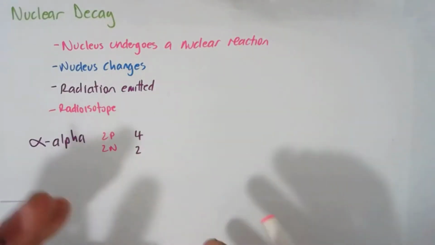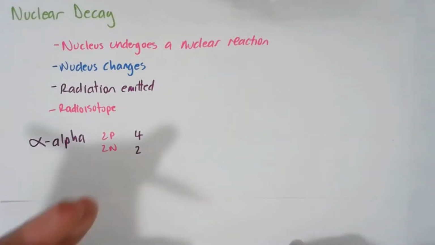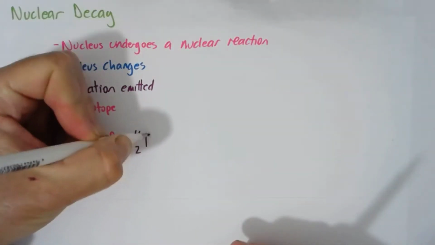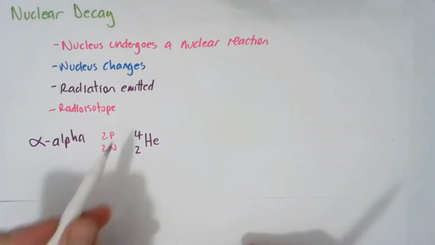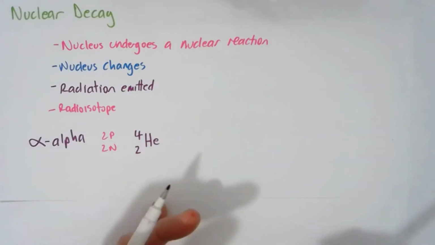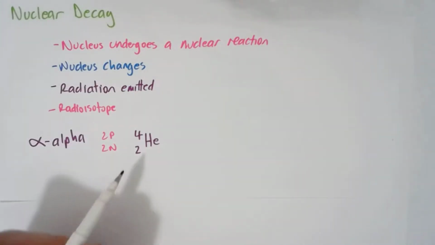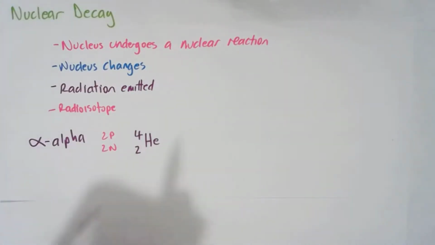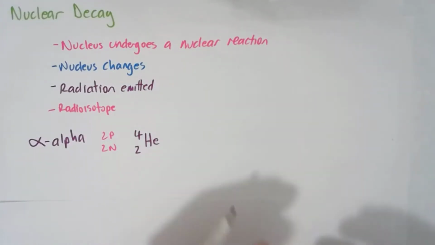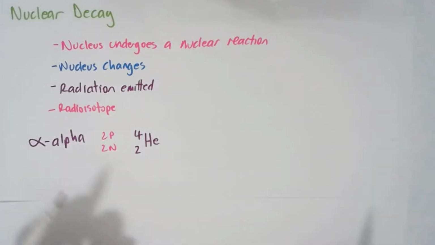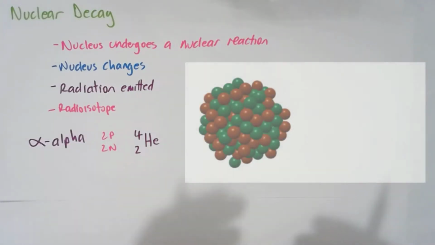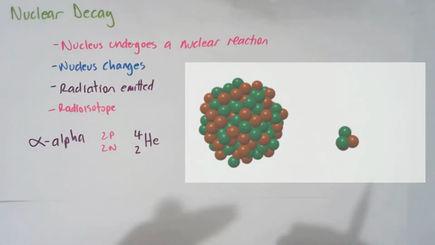A particle that's got a mass of 4 and an atomic number of 2 is in fact a helium. We say it's a helium nucleus because that's where the protons and the neutrons are, and it doesn't involve electrons. So an alpha particle is a helium nucleus, and that's how we express an alpha particle. I'm going to show you an example and write it as a nuclear reaction. Alpha decay tends to happen when we have larger, heavier elements.